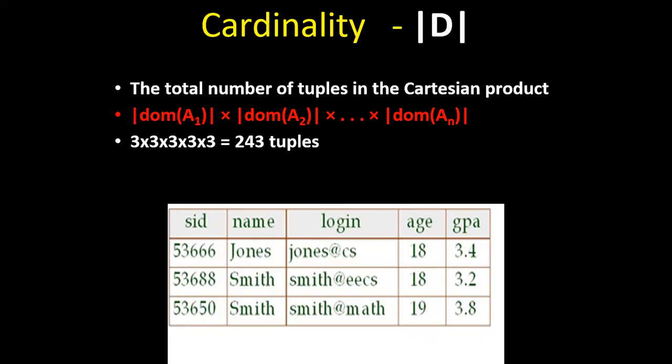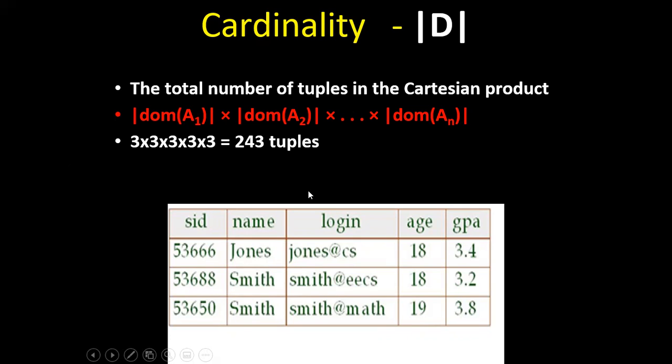How have we extracted this state? The state can be extracted by performing Cartesian product. First we need to find the cardinality of the relation, which is the mod of domain of SID cross product domain of name, cross product domain of login, cross domain of age, cross domain of GPA. Find the cardinality of this, that is the total number of tuples in the Cartesian product. Now it becomes, in SID I have 3 values, that is 3 into 3 values in the name into 3 values in the login into 3 in age into 3 in GPA. Multiply all those, then we'll get 243. So there are 243 tuples possible in the cardinality.